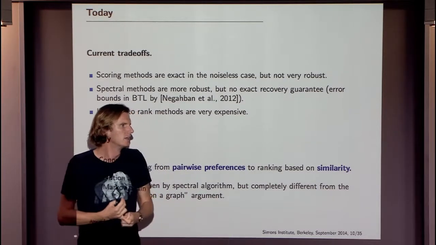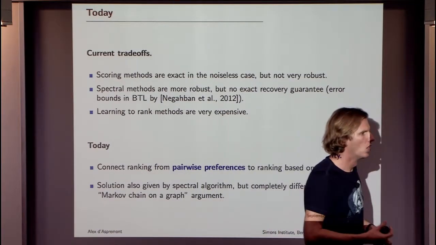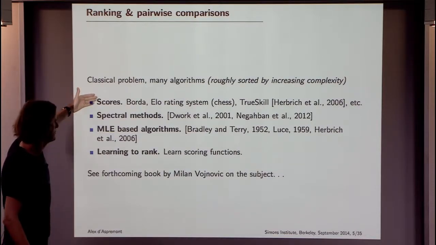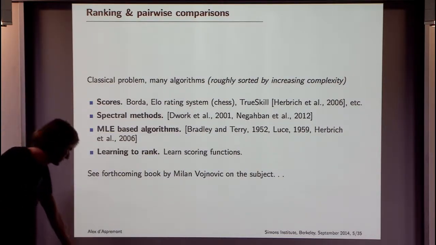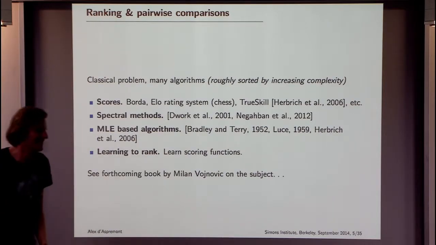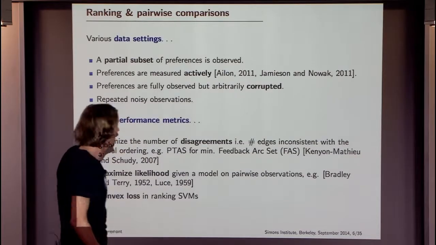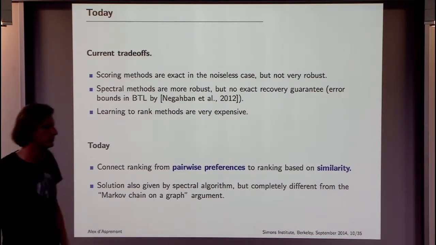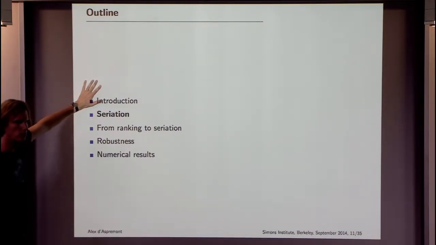Yes? Where do algorithms for minimum feedback arc set, for example, fall? Oh, so you remember that slide with methods ranked according to increasing complexity? I think that would be somewhere here. Okay? But on the other hand, it's a PTAS. And again, their metric of performance is slightly different and so on. So that's it. That was just an introduction.